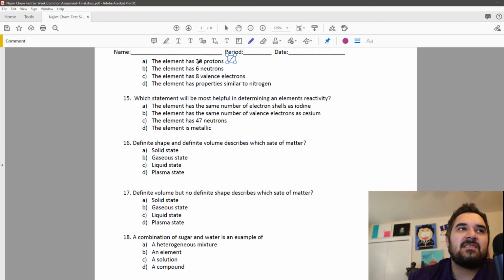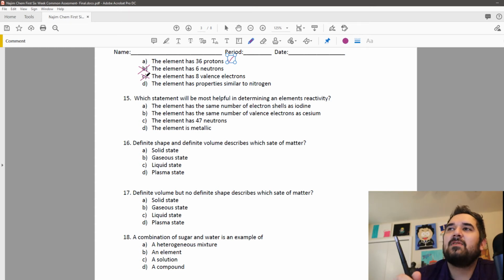So an element has 6 neutrons. Knowing the number of neutrons doesn't tell you which element you have, because neutrons are not equivalent to protons. Sometimes they are, but most of the time they're not. So neutrons do not tell you which element you're dealing with. The element has 8 valence electrons. Well, there's a column of elements that have 8 valence electrons. So that doesn't really help us identify which element exactly.